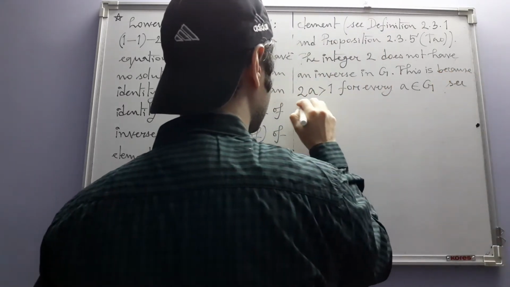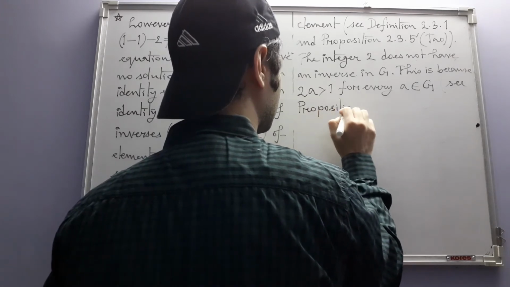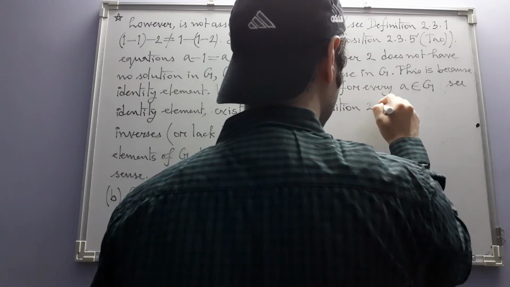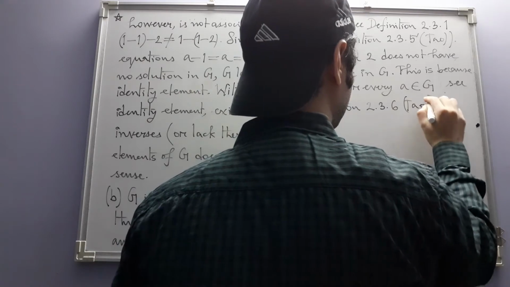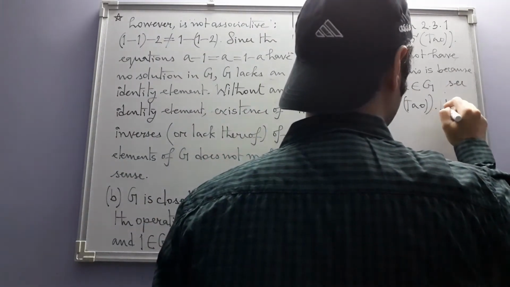C. Proposition 236. Hence G is not a group.